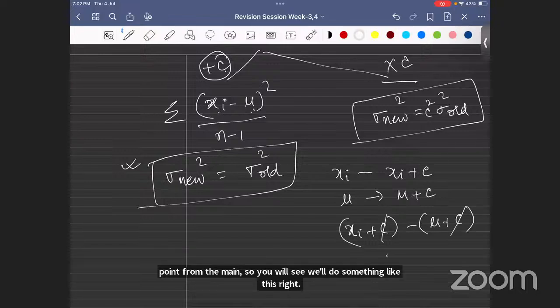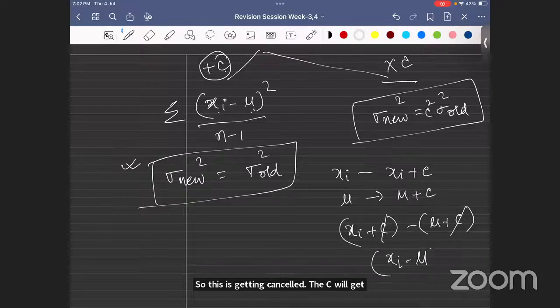The c will get cancelled, so you're left with xi minus mu itself. Correct? So that's why there is no impact on the variance if you are adding some constant c to each of the terms. But it will get impacted if you are multiplying with c.